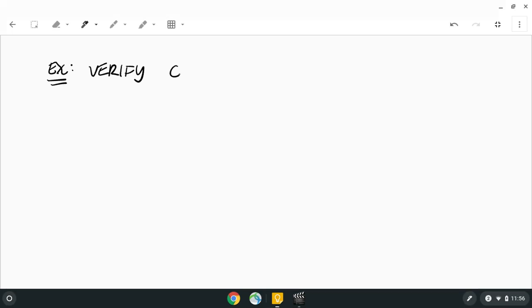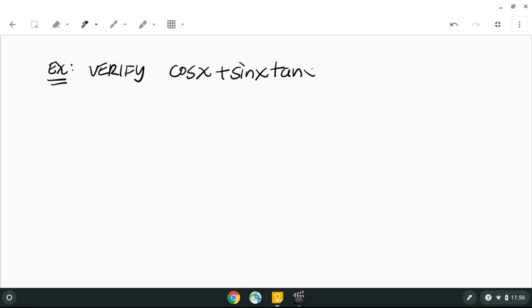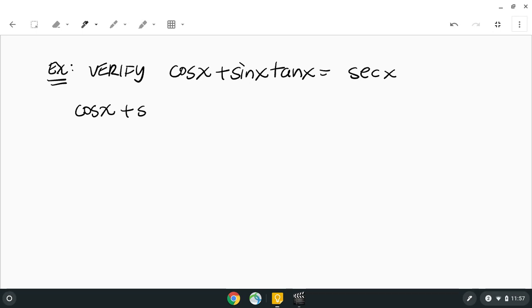Let's verify that cosine x plus sine x tangent x equals secant x. Again, try to start with the more complicated side, because it'll probably be easier to simplify cosine x plus sine x tangent x instead of trying to simplify secant x. So let's start with the left-hand side: cosine x plus sine x tangent x.